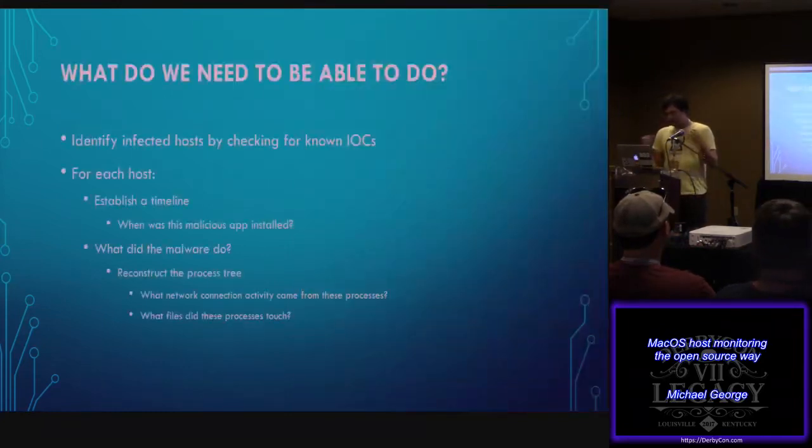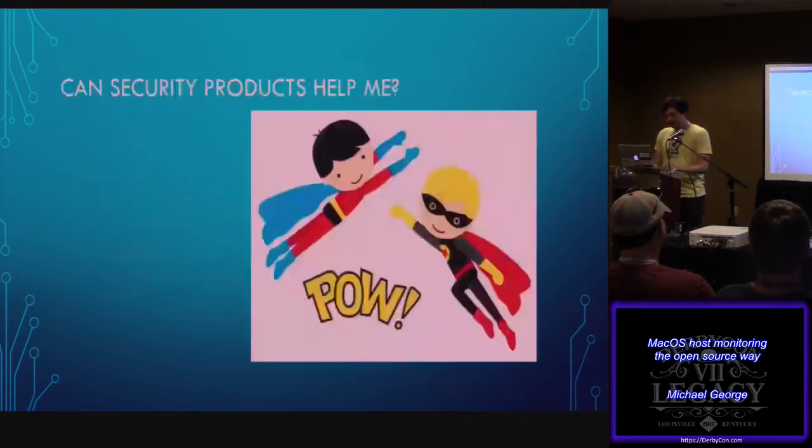So what do we need to do when this type of notice goes out? Well, first we need to figure out what hosts are infected by checking for known IOCs, being able to scan our network to figure out who's infected. Then for each infected host, we need to establish a timeline, such as when the application was installed, and what the malware did on the system, such as creating a process tree: what network connections were made, what files were touched, what might be stolen, what other pivot points they might have. Just generally figure out what exactly happened with that piece of malware.